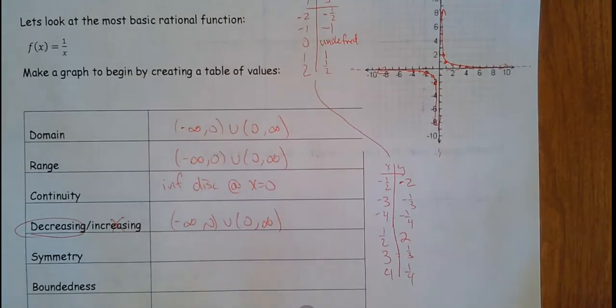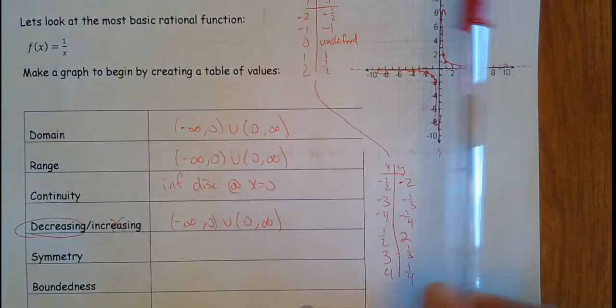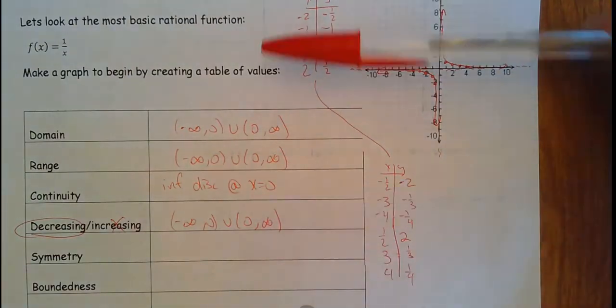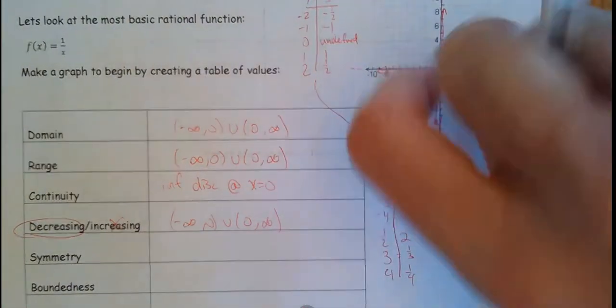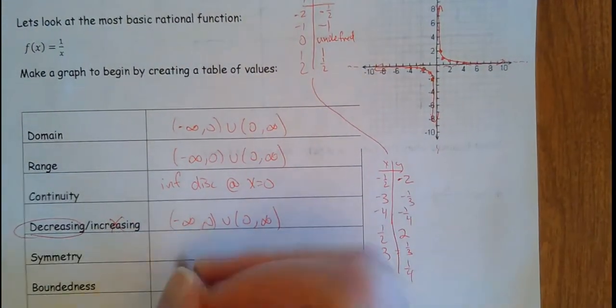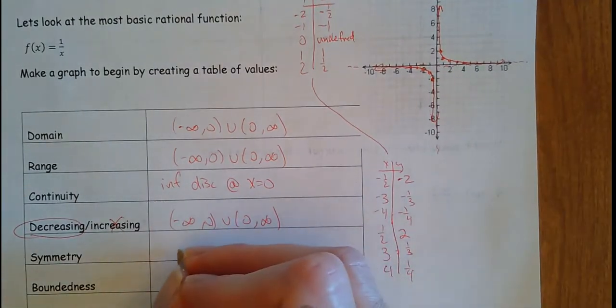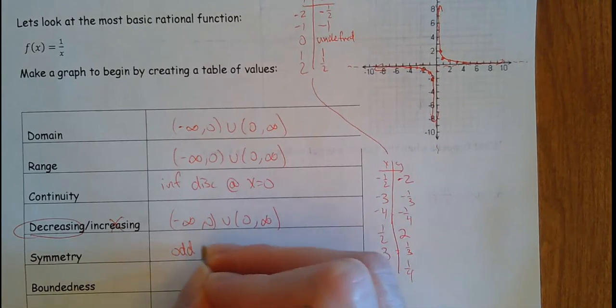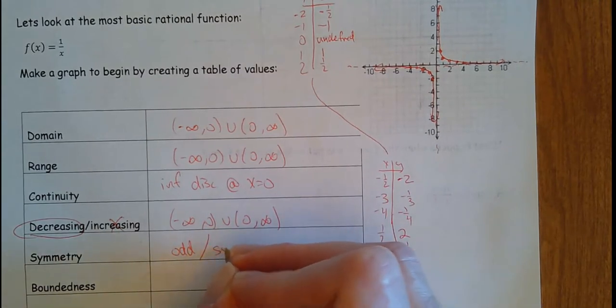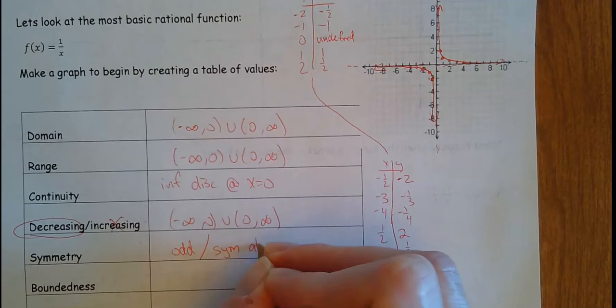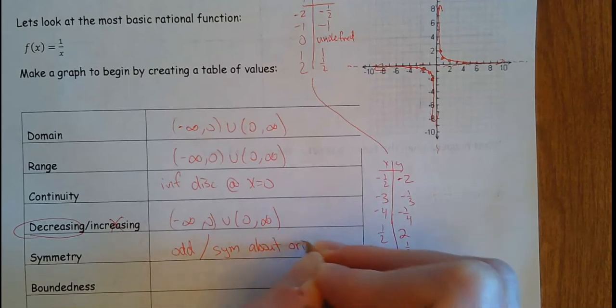The symmetry on this is one of those: it's not about the y-axis, it's not about the x-axis, but if I rotate it 180 degrees, it does have that symmetry about the origin. So it's an odd function, symmetry about the origin.